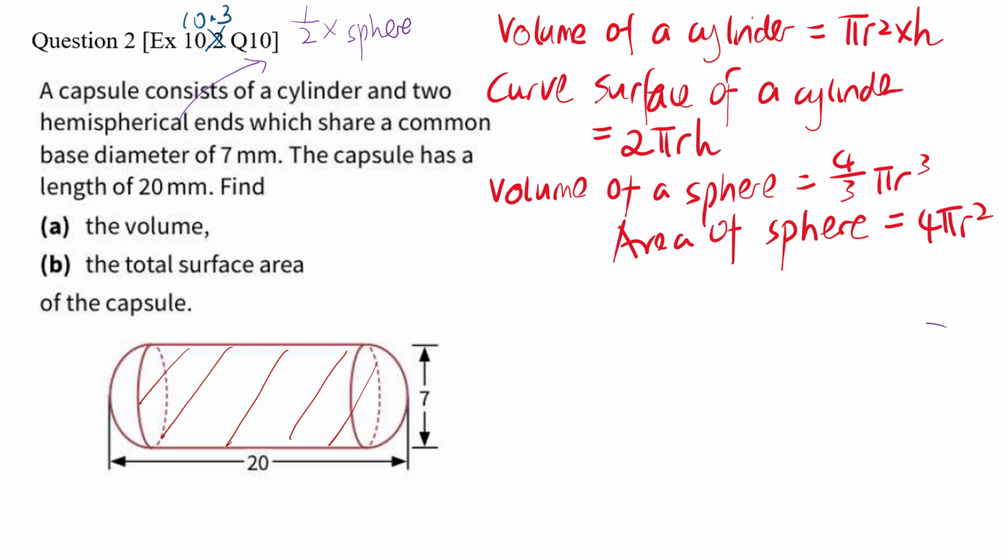So two hemispheres, you will combine them. You can just add them together and it will become a sphere. Okay, so half of a sphere is called a hemisphere. Hemi means half. Right, so we are asked to find the volume of the capsule. So the volume of the capsule will just be the volume of the cylinder, which I've given you the formula here.